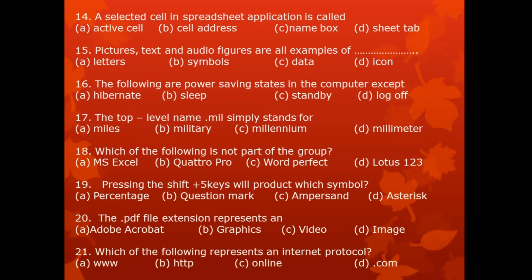Question 19. Pressing the Shift key plus 5 will produce which symbol? A. Percentage, B. Question mark, C. Ampersand, D. Asterisk.